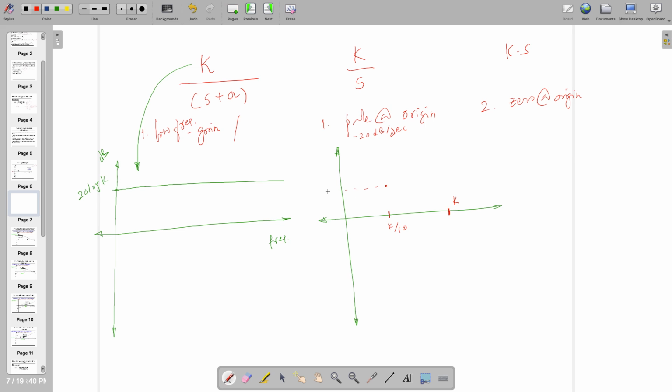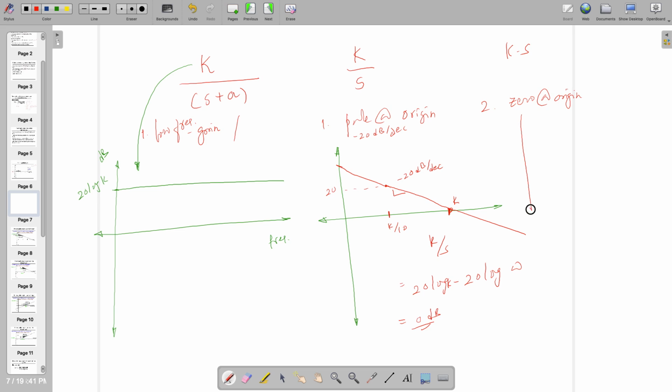Right? So this is 20, and you have to connect all these points. So this is going to make minus 20 dB per decade with K by S. This is happening because the magnitude of this one is 20 log K minus 20 log of omega. So at the frequency of K, this becomes 0 dB. That is what I drew over here.